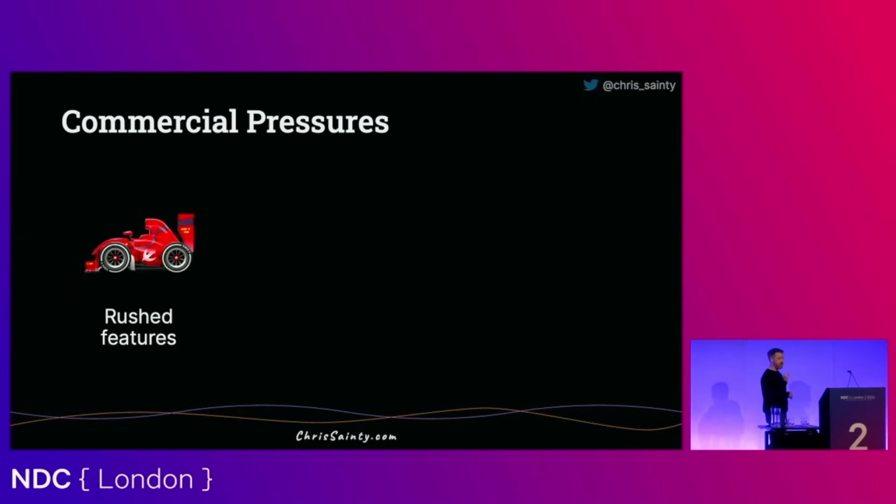Rushed features, and what does that mean? We cut corners. We have to. We've got to find that time from somewhere. So maybe we miss off a test or two. Maybe we just reuse that bit of code. It's not really reusable, but it's close enough, right? It will get us over the line.